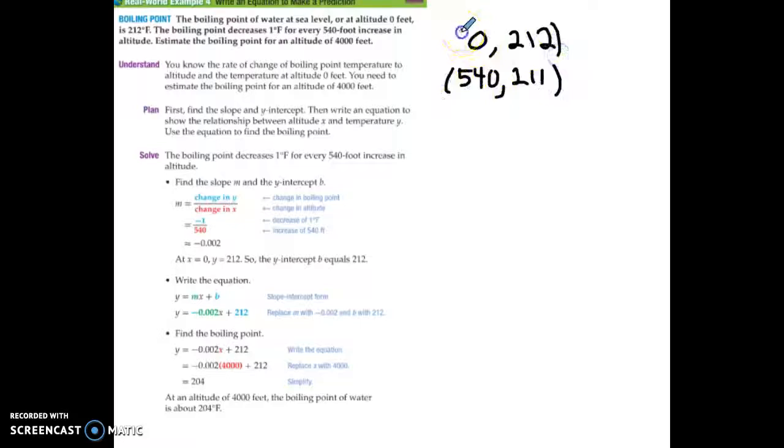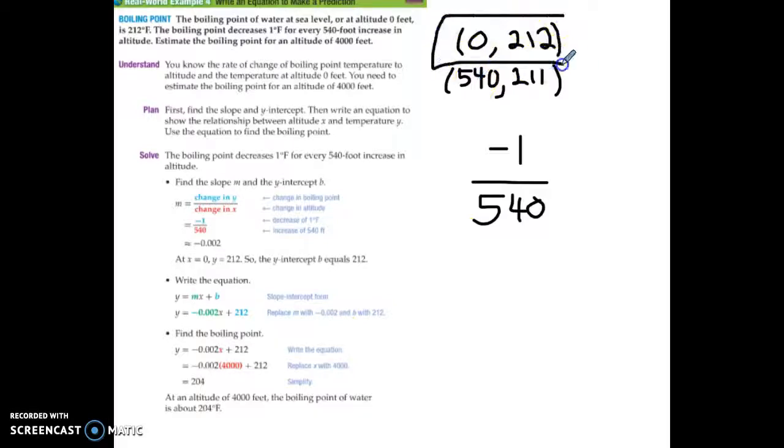We're going to do the exact same thing we've been doing. We're going to find our slope. If we look at how much y changed from the first point to the second point, it went down 1, 212 to 211, negative 1. Over, how much did our x change from 0 to 540? Well, it went up 540. There's my slope. I can use one of these points. Doesn't matter which one. Let's use this one because the 0 is a nice number to use. Because if x is 0, that's really my y-intercept.